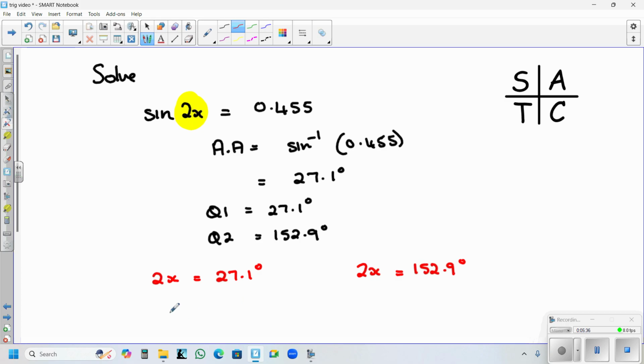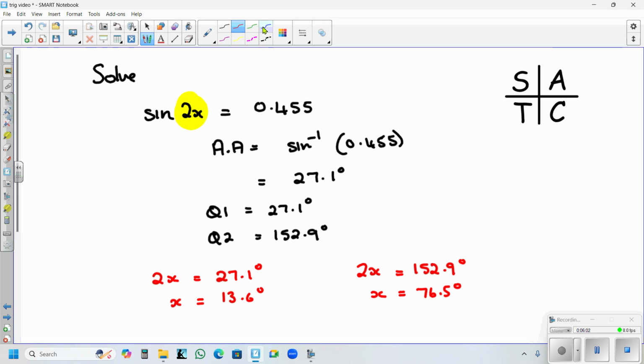So we were asked to solve for x. We don't want 2x, so we're going to half that, so divide both sides by 2. When I divide that by 2, I get 13.55. I'm going to make that 13.6 degrees. And when I divide that by 2, x is equal to 76.45, but I'm going to make it 76.5.